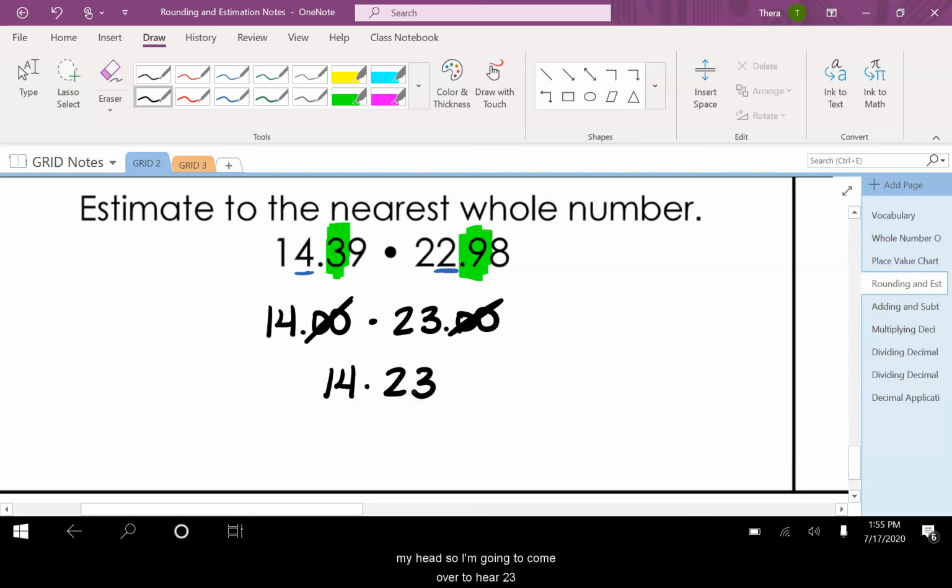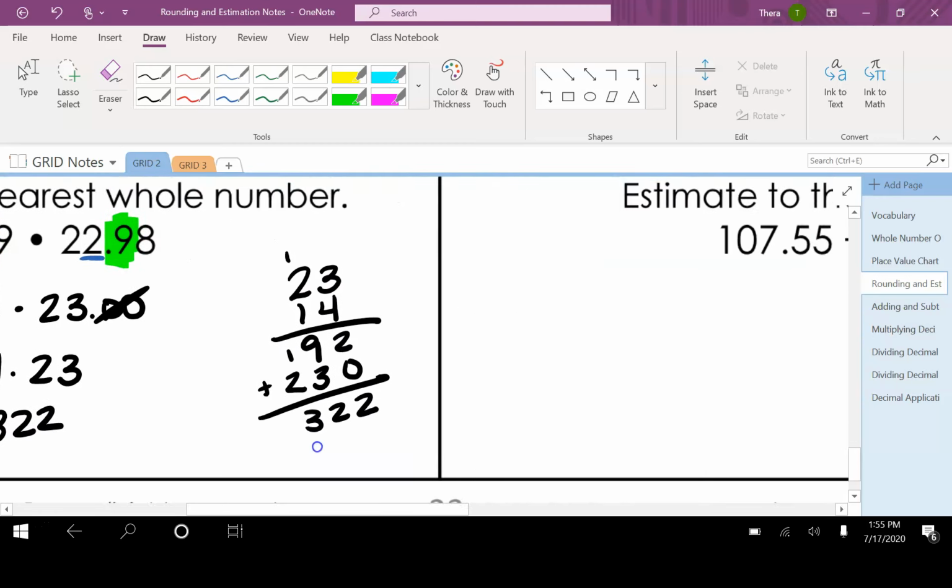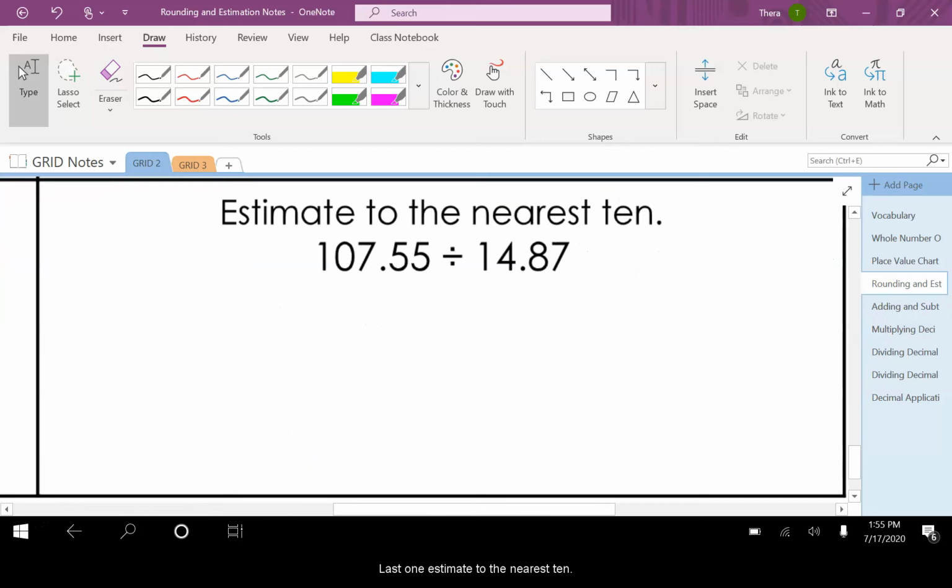Now, I cannot just do that right in my head, so I'm going to come over here. 23 times 14, and I'm going to multiply it out. 4 times 3 is 12. 2 times 4 is 8, plus 1 is 9. Oh, my placeholder. 1 times 3, 1 times 2, and I'm going to add them together really quick. And so my answer is 322.